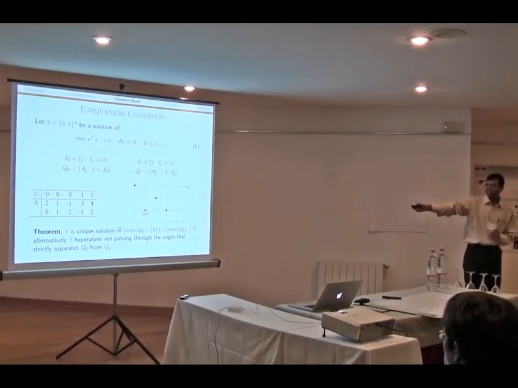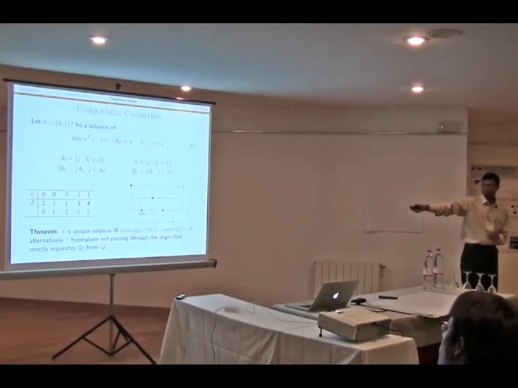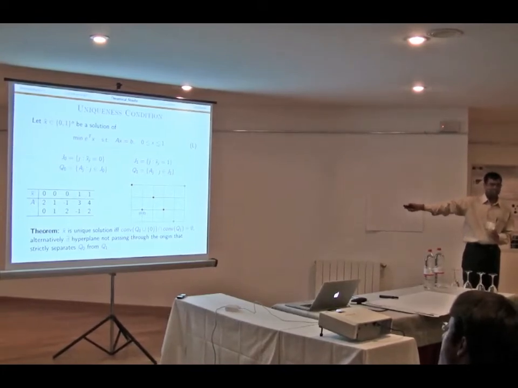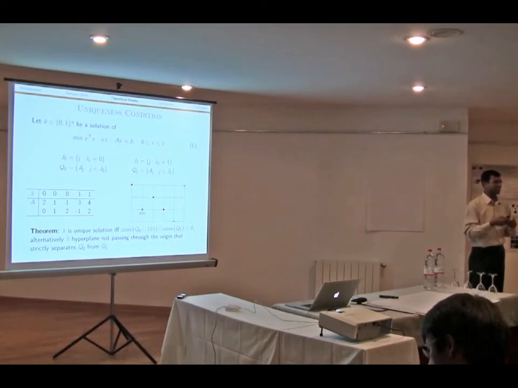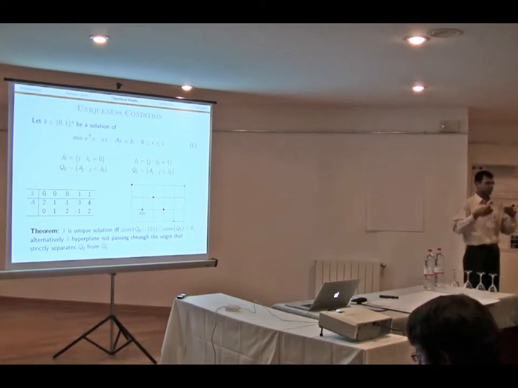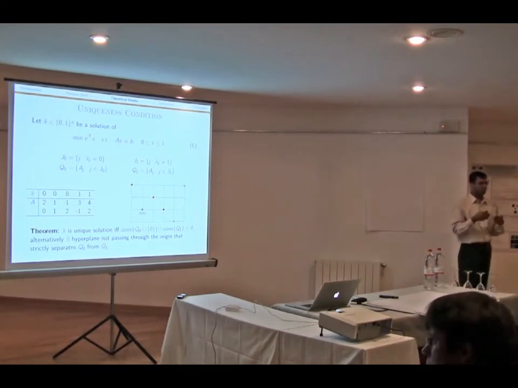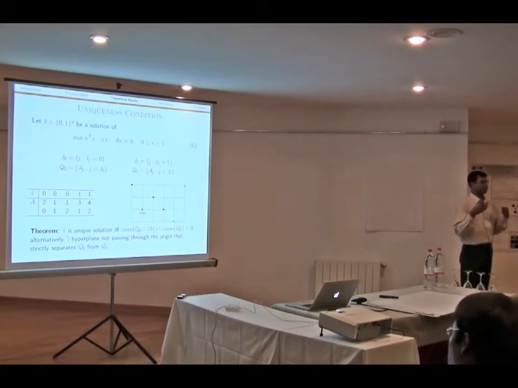One convex cell is of the red points including the origin, and another is the convex cell of the green points. If these two convex cells have a common point, then there cannot be any unique solution. So for uniqueness to happen, these two convex cells should be mutually exclusive. There should not be any common point.